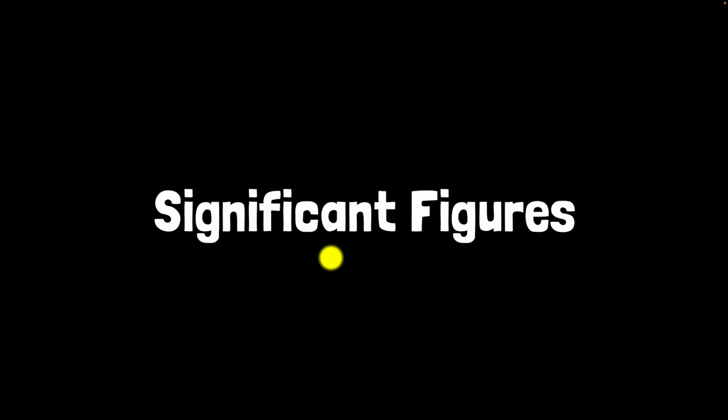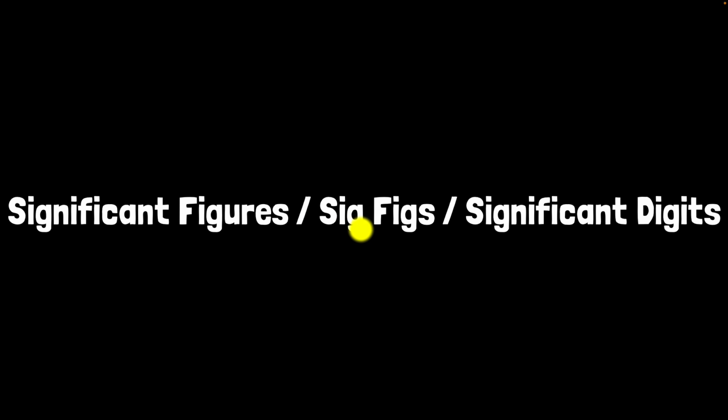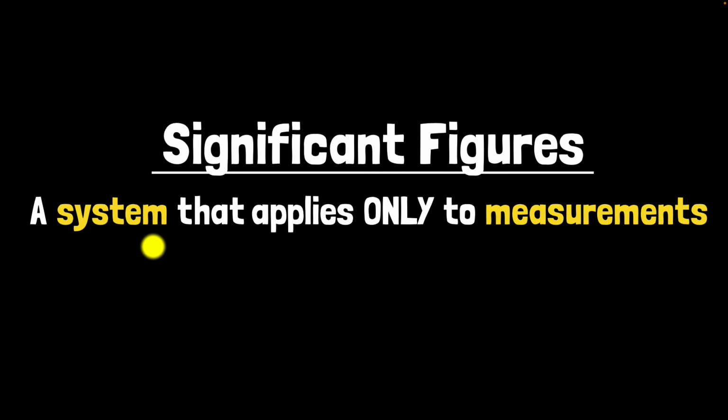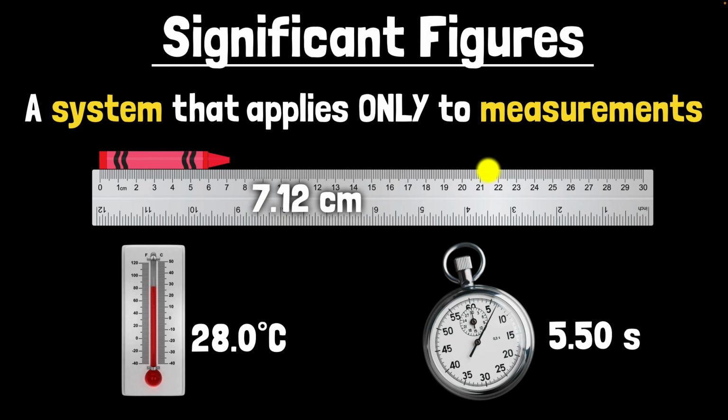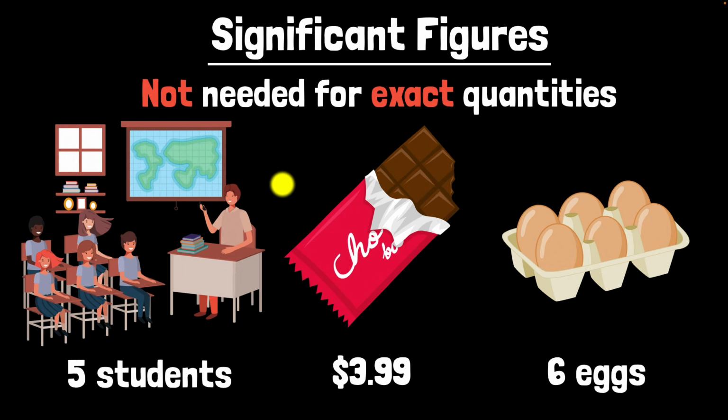Well, let's see, okay? First of all, we also call significant figures sig figs in short, or sometimes significant digits. They're all the same thing, okay? And secondly, most importantly, significant figures is a system that only applies to measurements. Remember, we're talking about precision, and the idea of precision only applies to measurements. What kind of measurements? Well, any measurements that you and I do in our daily life or in labs, or the ones that scientists do. Any measurement you take, the system applies to them. But it does not apply, or it's not needed, for exact quantities.